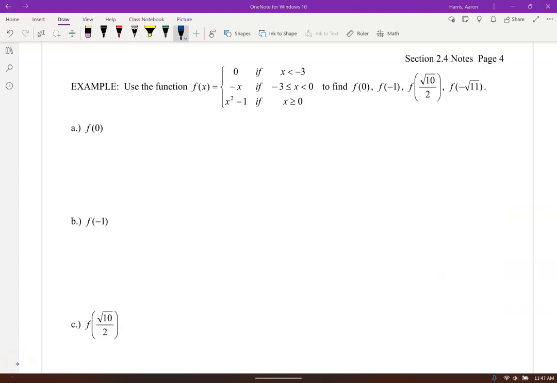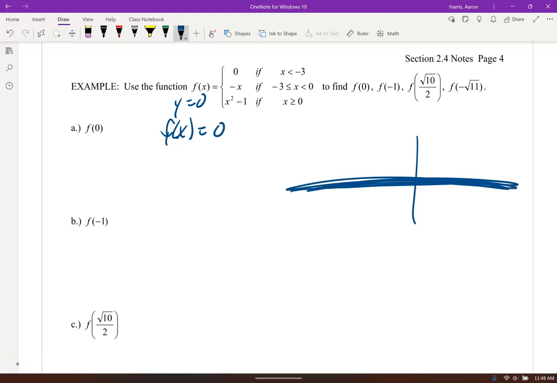This piecewise defined function, we've got 3 now. Here's the first one. F of x equals 0. Well, if you think about what y equals 0 looks like, y equals a constant. That's just the x-axis. It's the horizontal line, y equals 0. But it's only part of that line, in other words, the part where I'm less than negative 3. So I'm not including negative 3, but I have to be less than it.